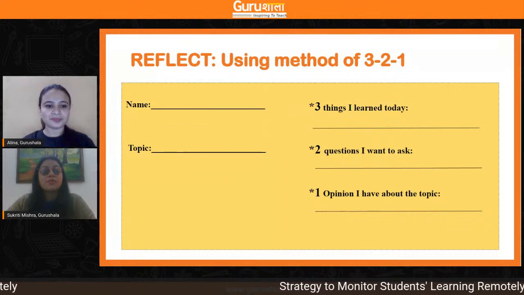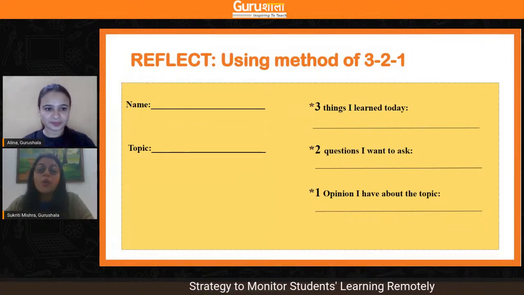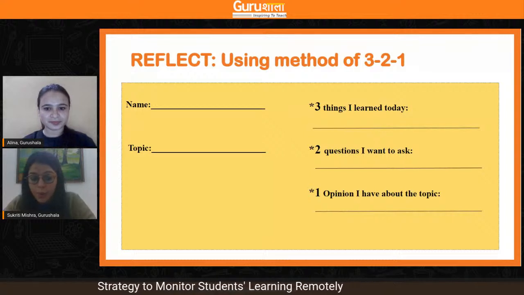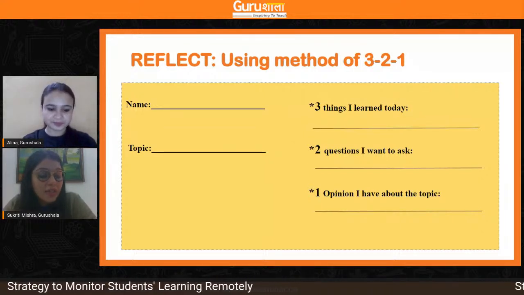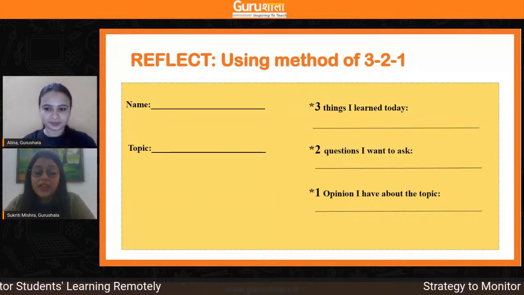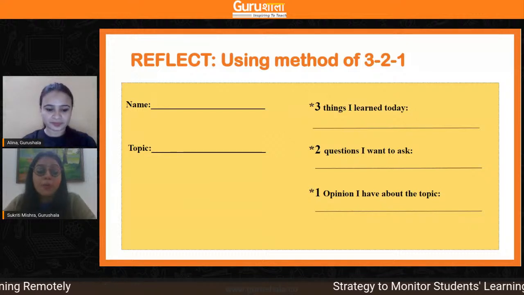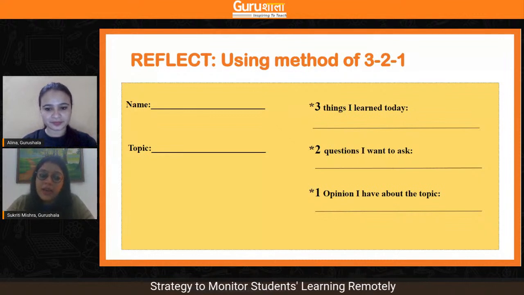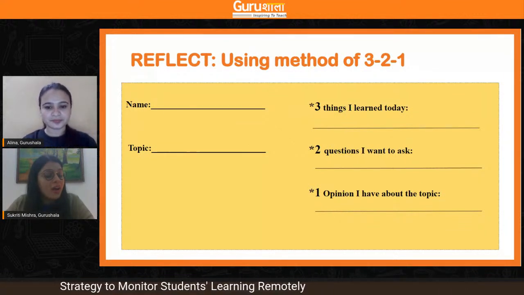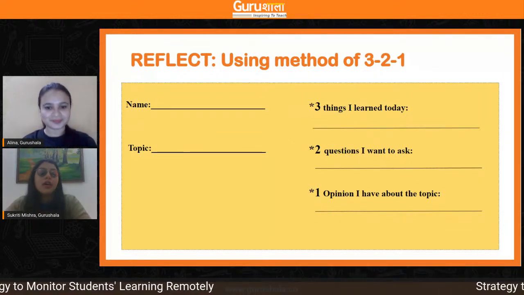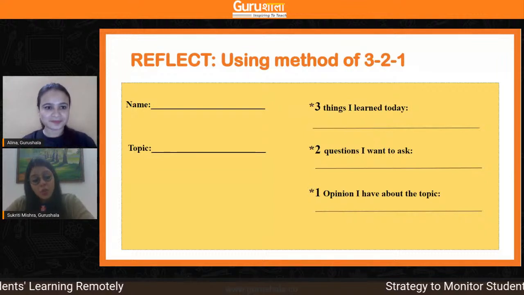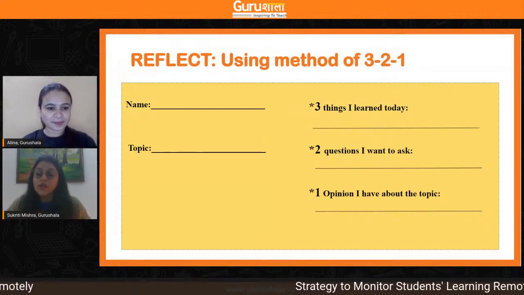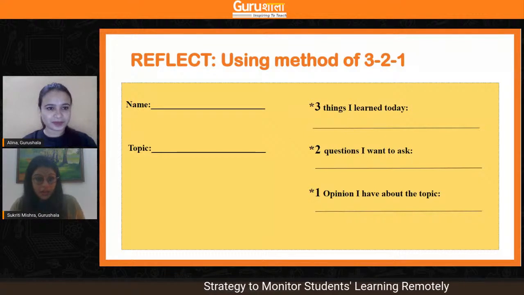So then you give them the space to ask 2 questions, and finally, one opinion I have about the topic. So when a student reflects on any subject by giving their own opinion on it, it could be an opinion relating to the teaching strategy as well, or it could be related to the concept, then their understanding becomes more in depth into any subject. So this is one strategy that can be used, which is called the 3-to-1 strategy.